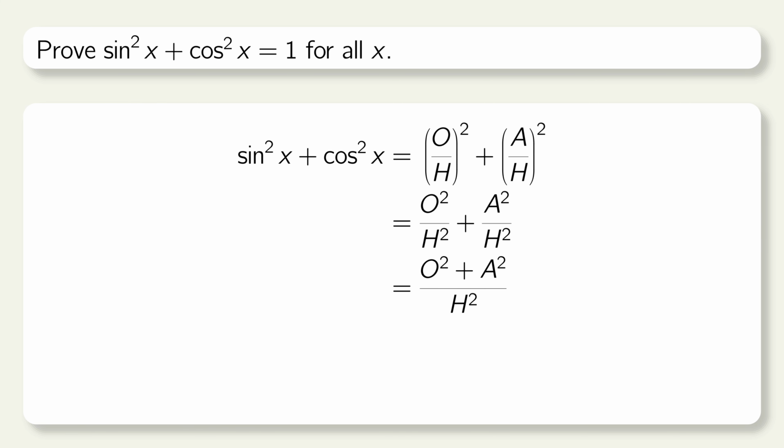Okay, so we get o squared plus a squared over h squared. And the opposite squared plus adjacent squared, well, that's equal to hypotenuse squared, right? When we add those two things together, that's just Pythagoras' theorem. So we end up with h squared over h squared, and that's equal to 1.